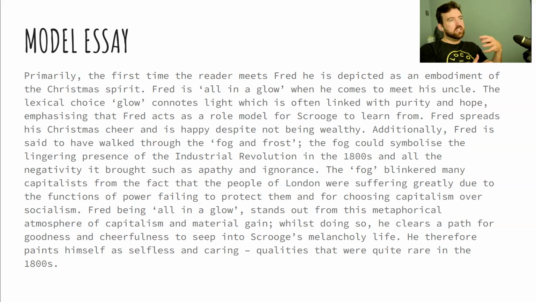We've then gone into the symbolism of the fog and frost and what that could symbolize. And we've linked that to the context of the play, the idea that the fog could represent the ignorance and apathy of the Industrial Revolution. It's quite a creative idea.